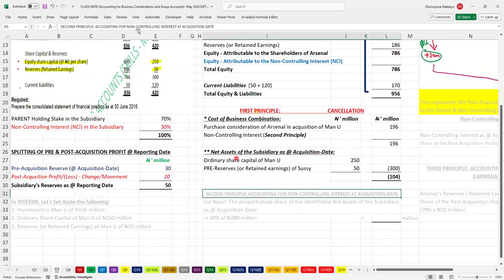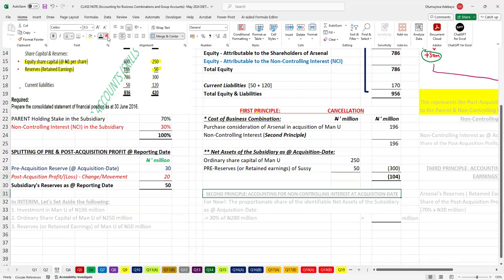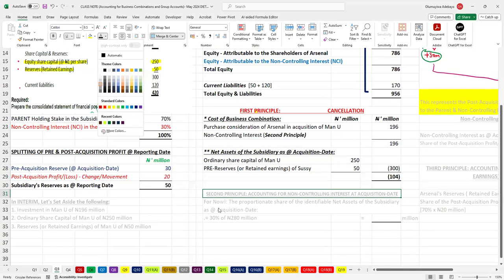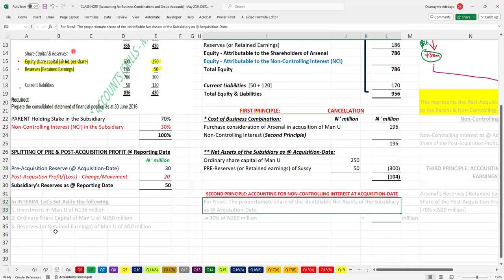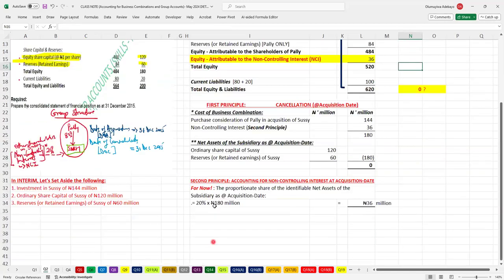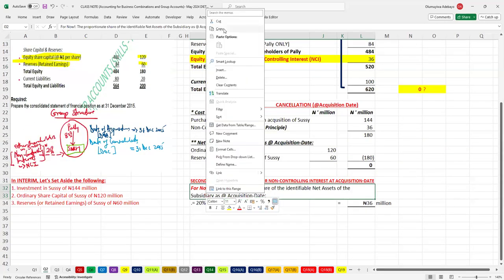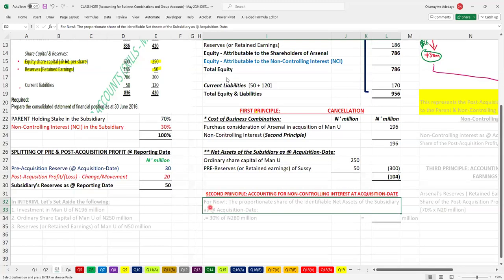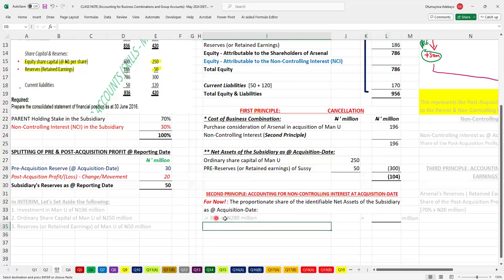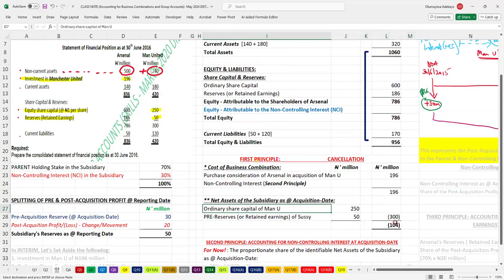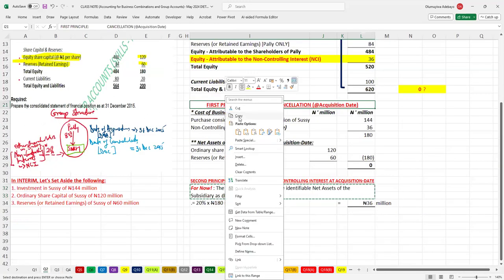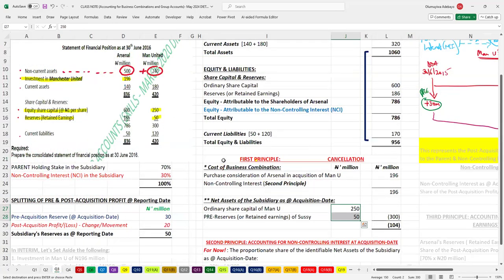Now, what do we need to do? The second principle leads us to accounting for non-controlling what? Interest. And therefore, what do we do in this case? In this case, we more or less consider the 30% of the net assets. But the net asset here is saying 300. But is it truly 300 as at the date of acquisition? Remember, we said this position of first principle is a position that only takes place at the date of acquisition.